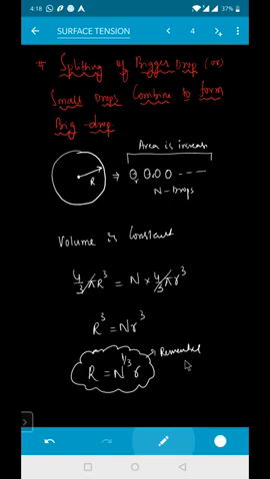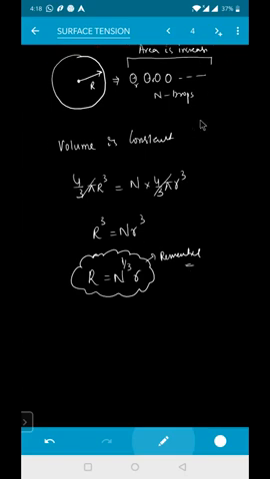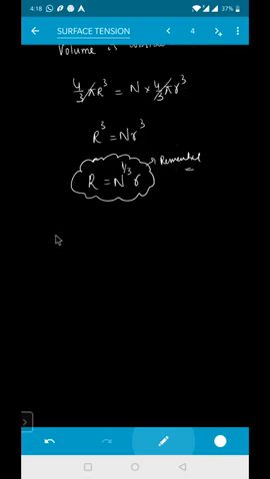When a bigger drop is being broken into smaller drops, the radius of the larger drop will be equal to n to the power of 1 by 3 times the smaller radius. Clear? So what will be the work done in this one?